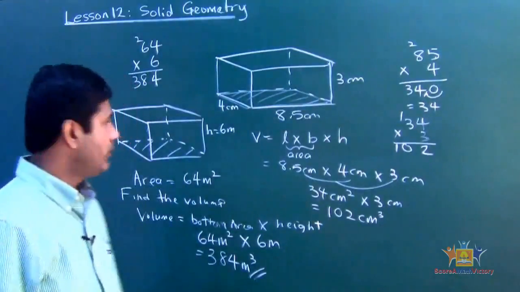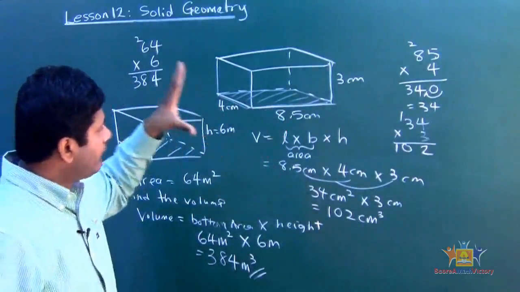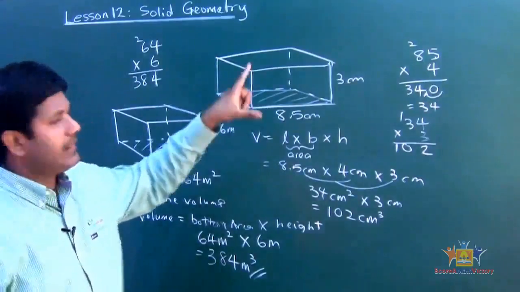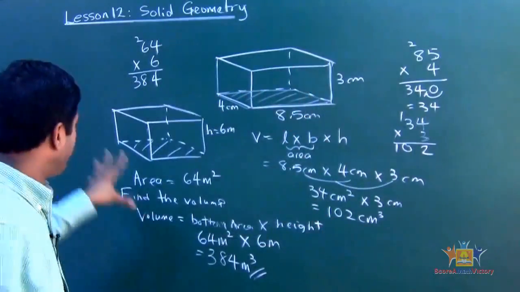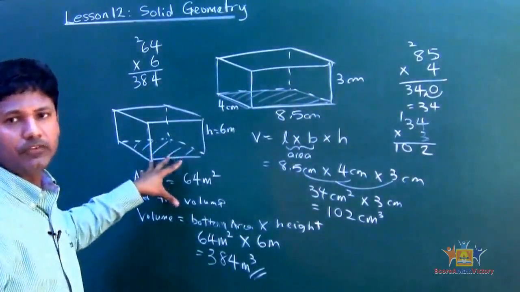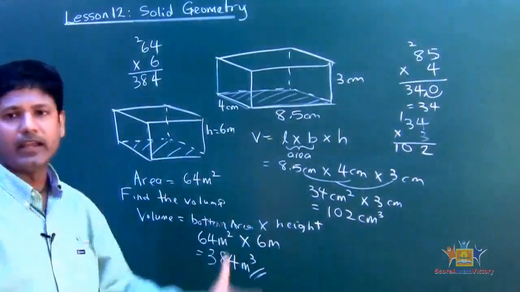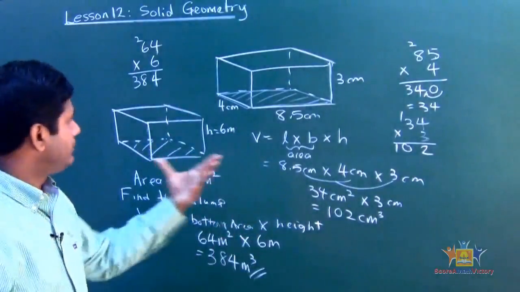Pretty straightforward, isn't it? Okay, so I want you to understand both ways. If I give you the length, the breadth and the height, how to find the volume. If I give you the bottom surface area and the height, you should be able to find the volume. Okay, so it's pretty straightforward.